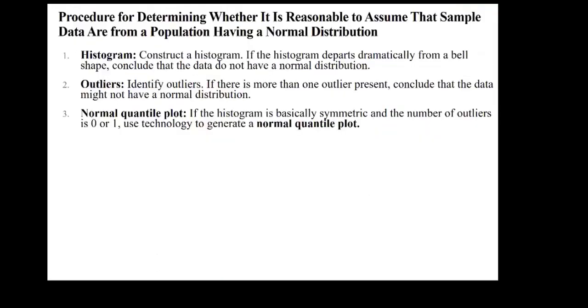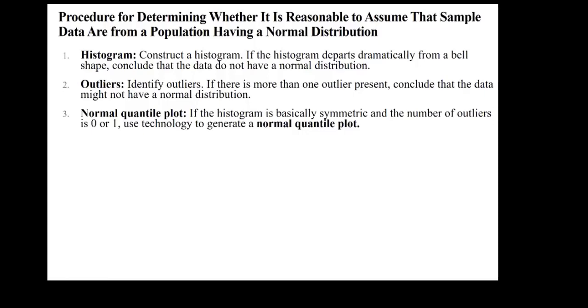Procedure for determining whether it is reasonable to assume that sample data are from a population having a normal distribution. Here's the histogram. Construct a histogram. If the histogram departs dramatically from a bell shape, conclude that the data do not have a normal distribution. Outliers. Identify outliers. If there is more than one outlier present, conclude that the data might not have a normal distribution.